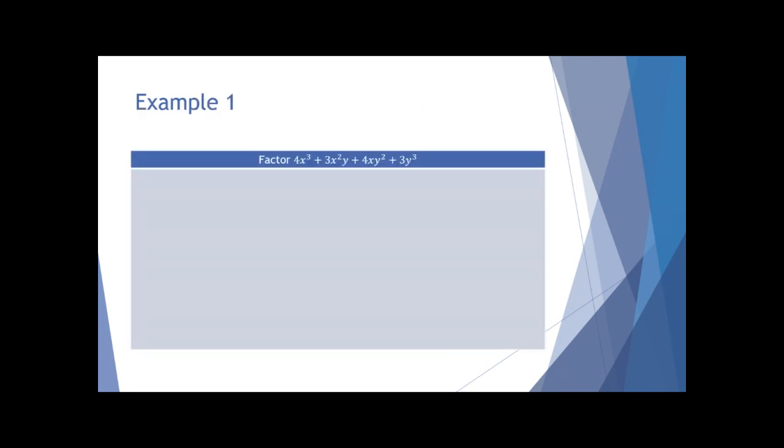So here's the first example that I have with grouping. So we have 4 terms here: 4x cubed plus 3x squared y plus 4xy squared plus 3y cubed. So looking at this, all the coefficients are either 4 or 3, and they don't have anything in common. And then only 3 of the terms have x's, and only 3 of the terms have y's instead of 4 of them, so we can't even factor out any letters. So there's no greatest common factor here. We have to go straight to the grouping process.